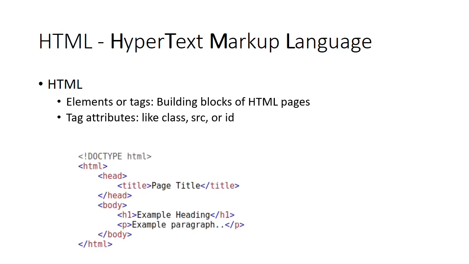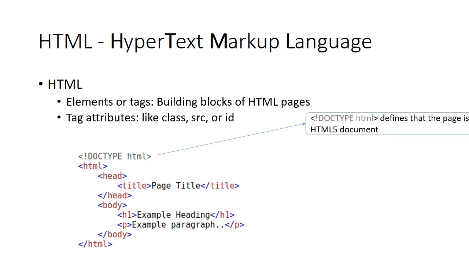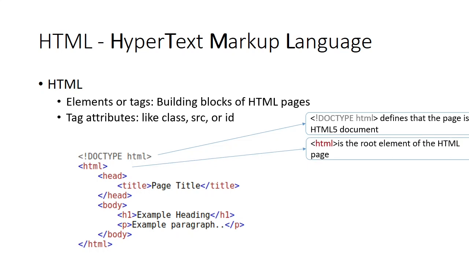So let's look at this HTML page. What can we see? First, that first line defines that the page is an HTML5 document. This helps with standardization across different browsers and tells the browser to use HTML5 to interpret the page. Then the HTML tag is the root element of the HTML page. All other elements come after this element.